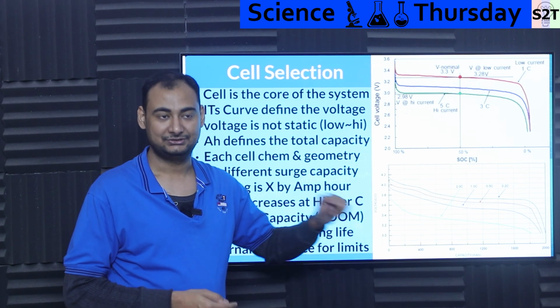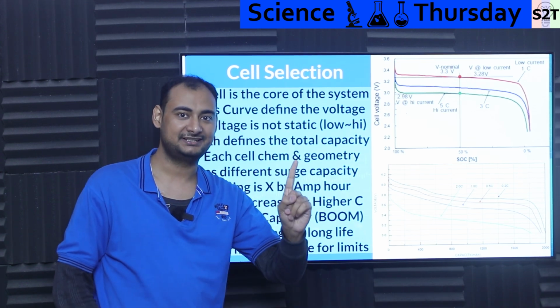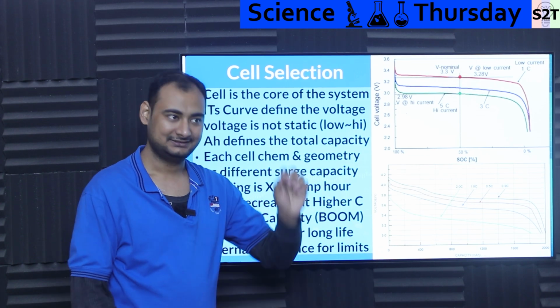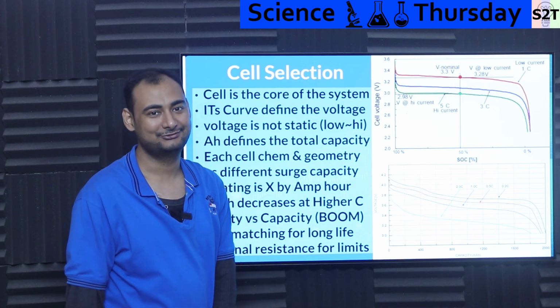So you have to match the C rating. You have to ask what the capacity is at that C rating. Do not take one C rating's capacity; at 5C, take that 5C capacity rating also. That's why you never look at the voltage or static numbers.